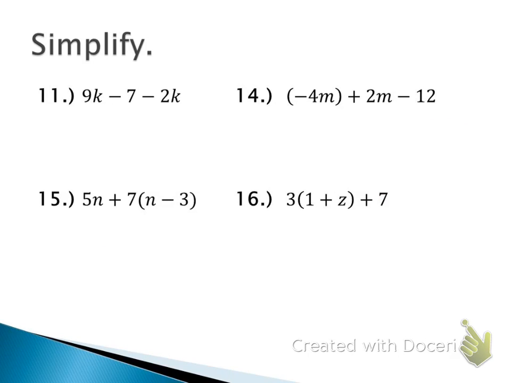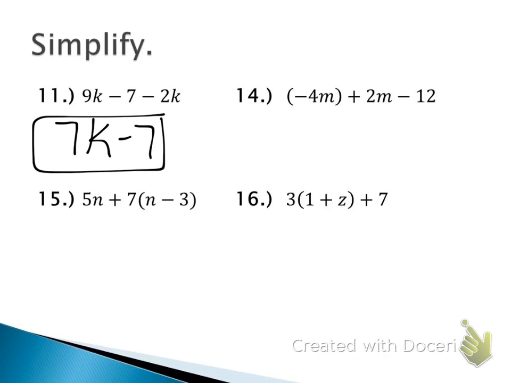On number 11, we know we need to combine the 9k with the 2k, but what operation do we need to do? Subtract them. So 9k minus 2k would give us 7k minus 7.